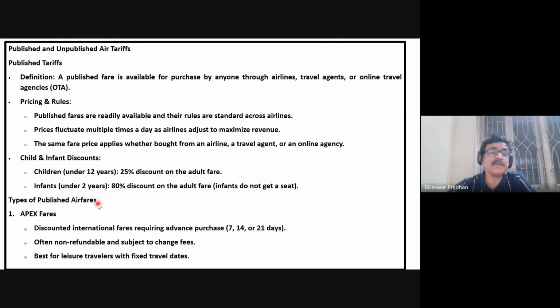Types of published fares: APEX fare, a discount international fare requiring advance purchase of 7, 14, or 21 days, and it is non-refundable and subject to change fees. This is for leisure travelers with fixed travel dates.